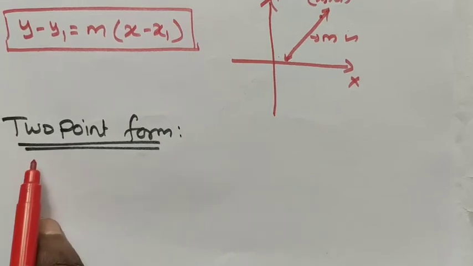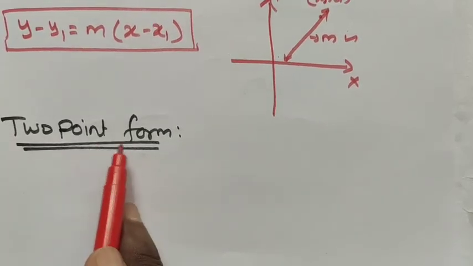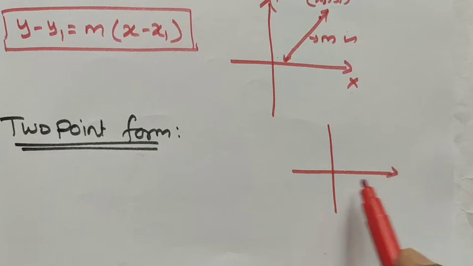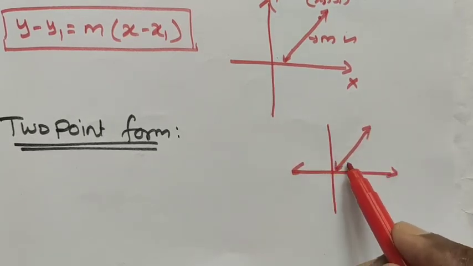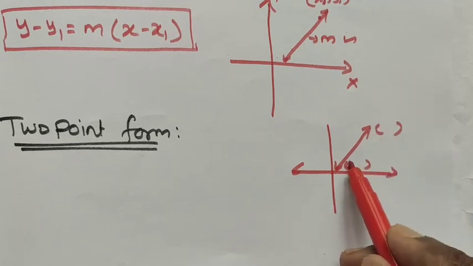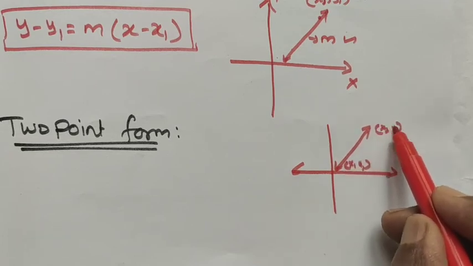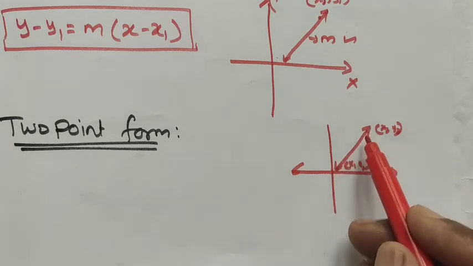See, the next, third method is the two-point form. Here in the slope, definitely we get two points. Here one point, let me take it as x1 y1, and let me take the other as x2 y2. Then two points are given.